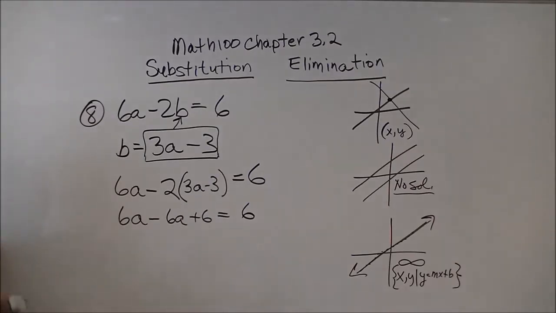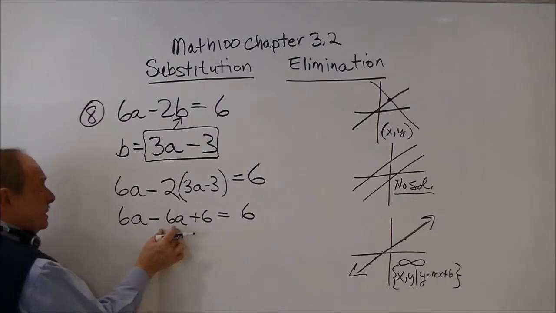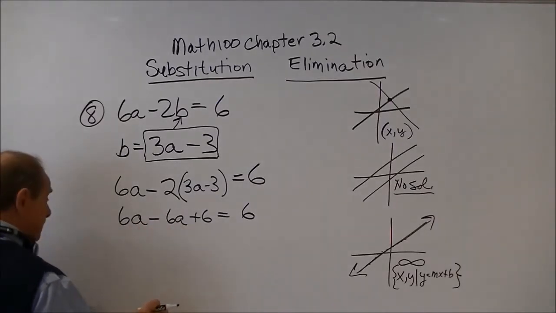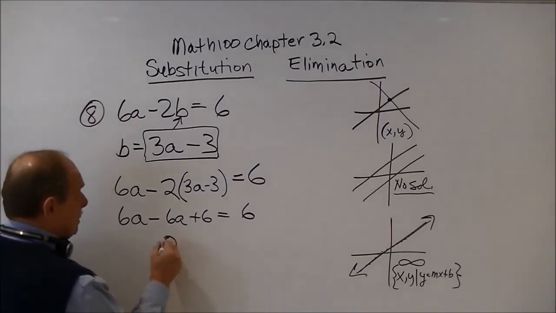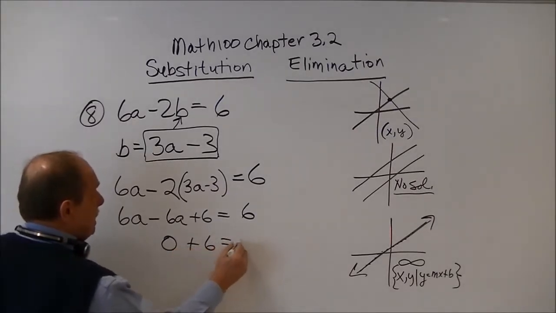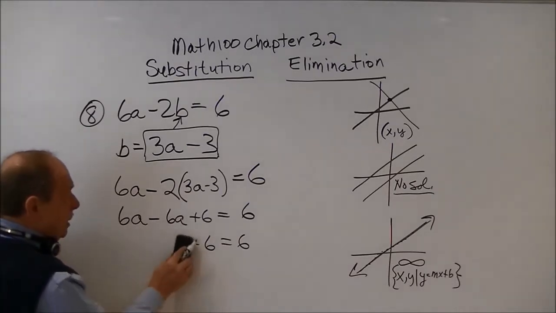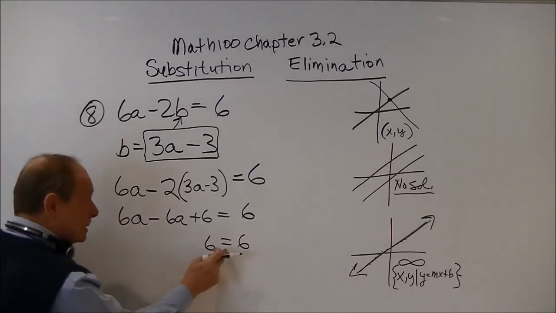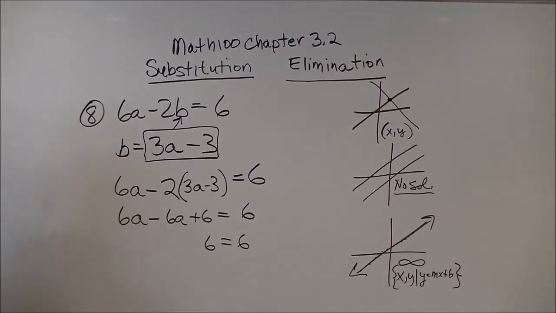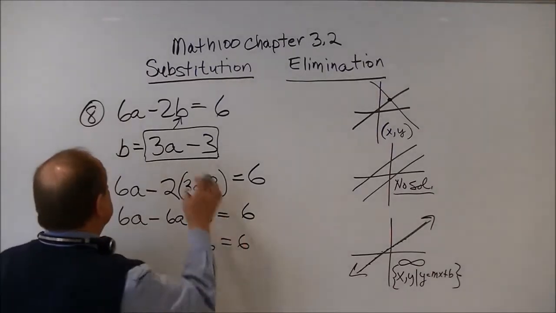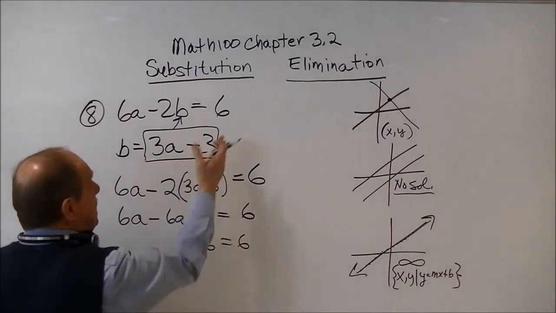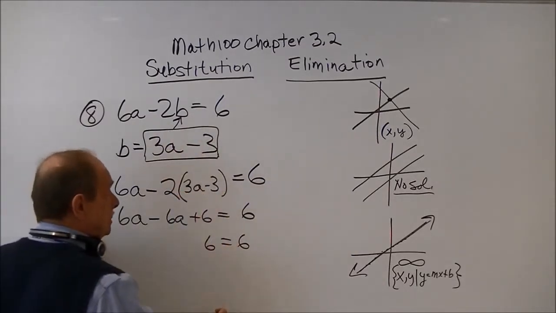Now notice an interesting thing happens here. We get 6a minus 6a, that's going to cancel out. That's going to give you 0 plus 6 equals 6. Now notice here, we're getting 6 equals 6. Is that a true statement? And the answer is yes. So actually what we have here, these two equations are the same. They're just in different forms.